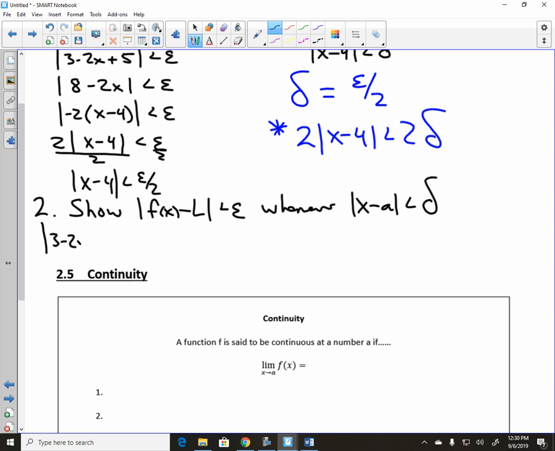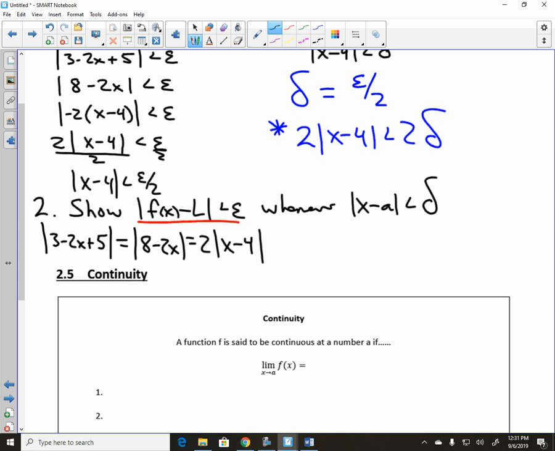3 minus 2x plus 5. Again, I want to make this statement here. I'm not ready to put in an inequality sign yet. What has to come next? Equals 8 minus 2x equals 2 times the absolute value of x minus 4. Oh, now I can put the less than sign.